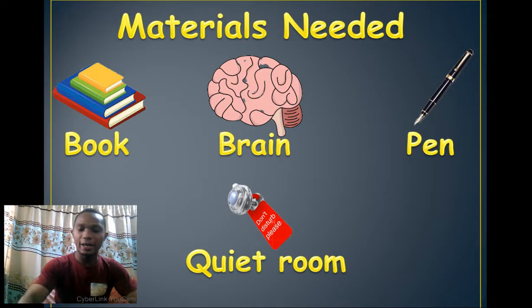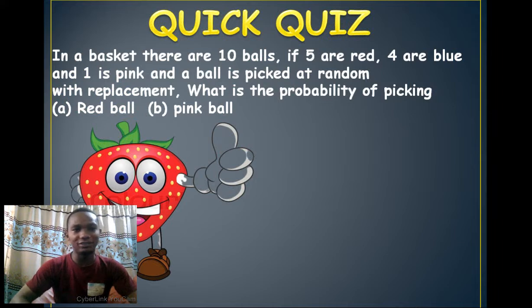Right? Now, a quick quiz. Remember, we can't proceed into a new lesson without evaluating you on what had been taught before. A quick quiz. In a basket, there are 10 balls. If 5 are red, 4 are blue, and 1 is pink, and the ball is picked at random with replacement, what is the probability of picking a red ball? The second one, what's the probability of picking a pink ball? Quickly answer that. Pause the video and answer the question.